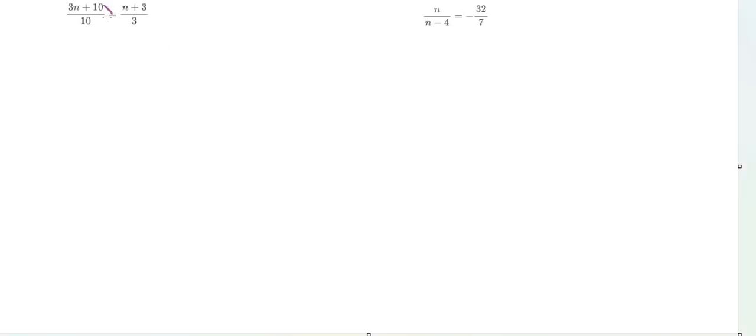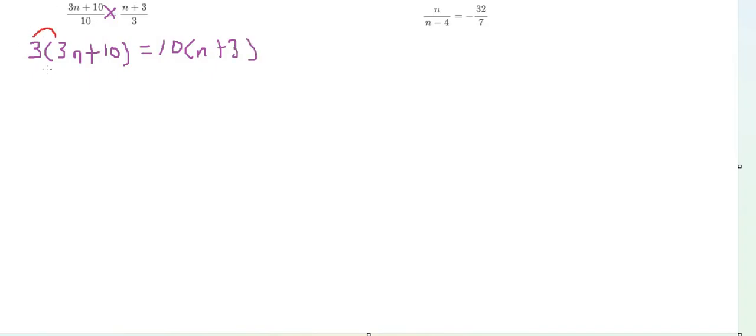So I would cross multiply. So that means I'm going to have 3 times (3n + 10), and on the other side, it's going to be 10 times the quantity (n + 3). And now I'm going to distribute.